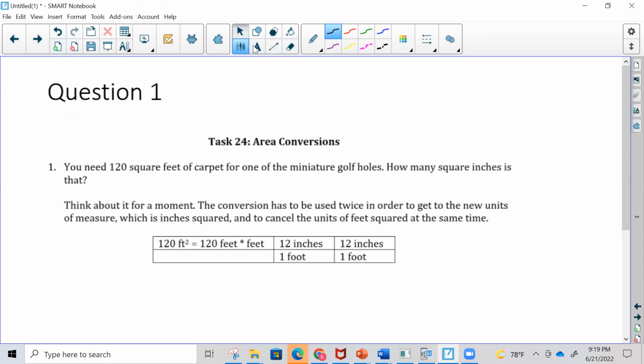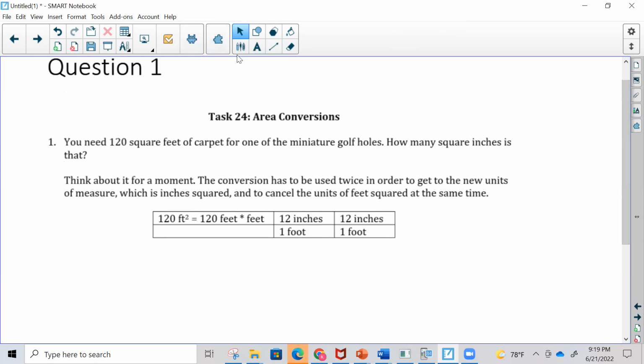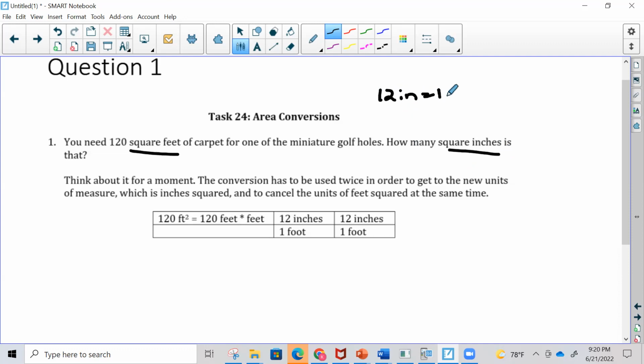Okay, so looking at the first problem, we're gonna convert 120 square feet. What the difference is now, we're converting an area measurement instead of just a single length measurement or weight or anything like that. So when I do that, we have to take into account that we're going to need to use our conversion factor twice. So we know we want to do 120 square feet of carpet for one of the miniature golf holes. How many square inches is that? So we know that there is 12 inches in 1 foot.